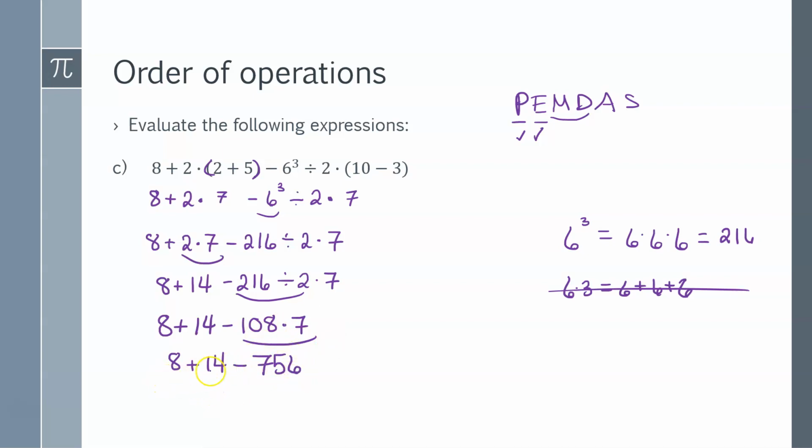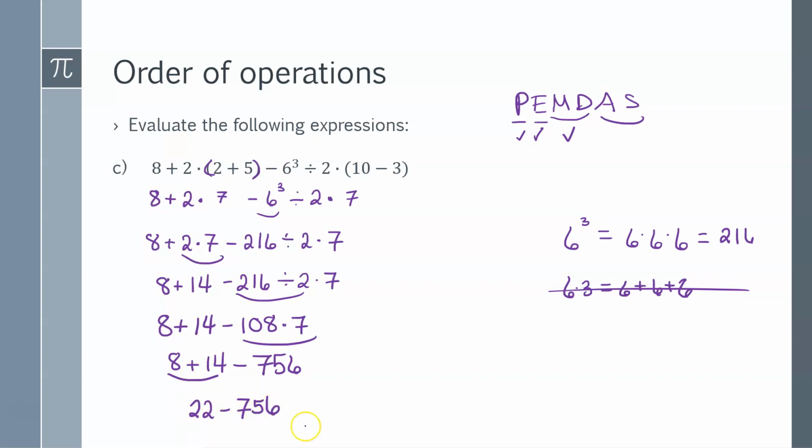Okay, now we just have addition and subtraction. We finished that multiplication and division from left to right. And now we need to do addition and subtraction from left. So we're going to do addition first, just because it's further to the left. If that had been subtraction, we would have done that first instead. So 8 plus 14 is 22.